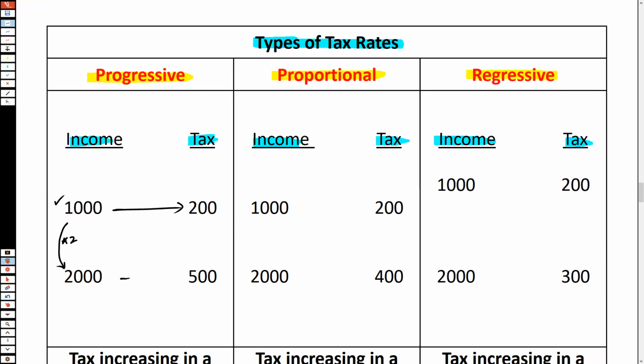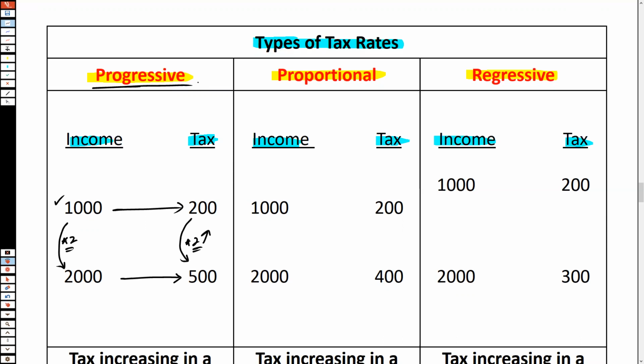On this 2000, you are now paying a tax of 500. When you check, your tax has been increased in a higher proportion as compared to income. So when the tax is increasing in a higher proportion as compared to income, such tax rates are termed as progressive tax rates.